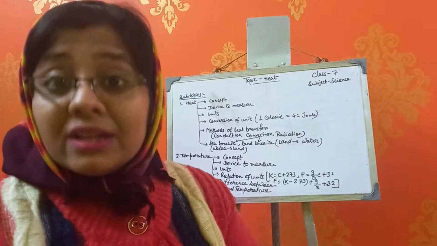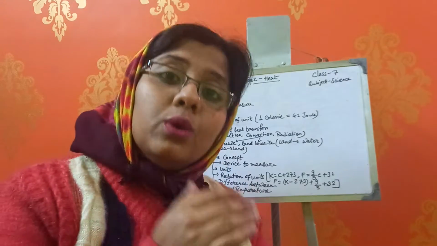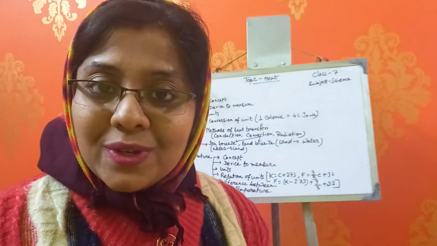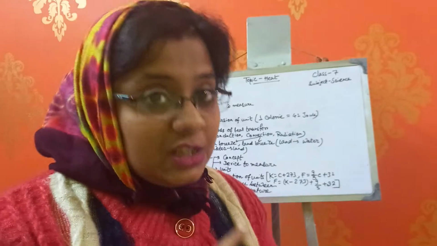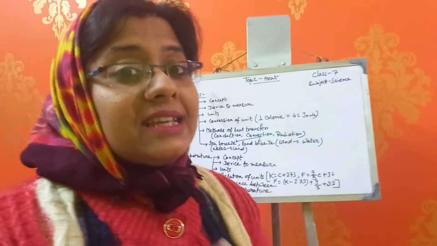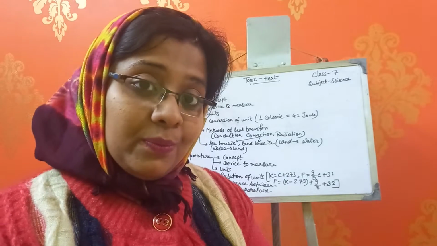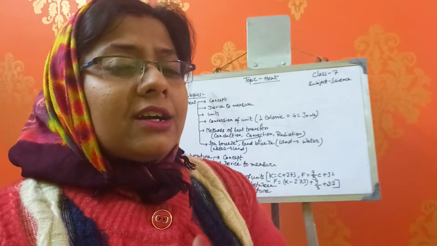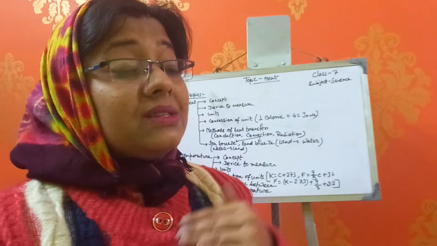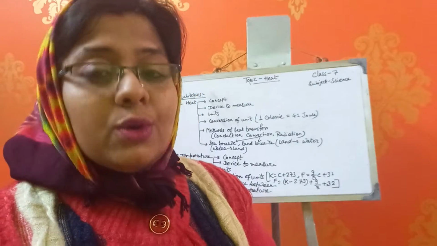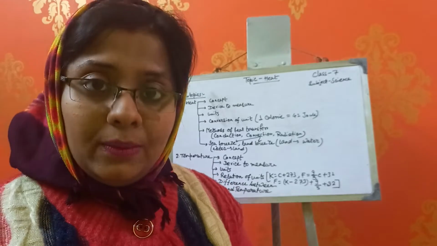Now how to measure it? By using units. How many units do you have? Two units. One is CGS, and the other is SI. In CGS we have calorie, in SI we have joule. Next, conversion of unit, when converting CGS to SI, how to do it? 1 calorie equals 4.2 joule.